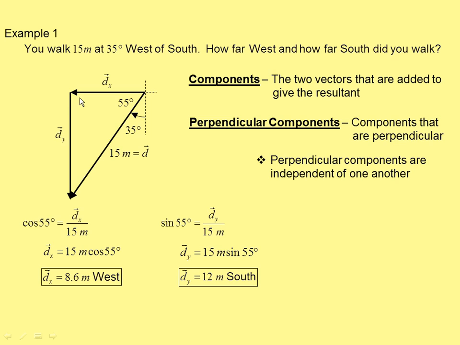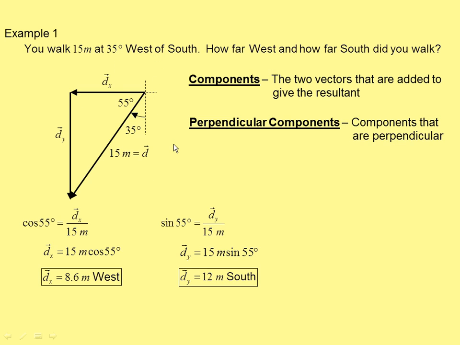Now, why are perpendicular components important? Why do we look for perpendicular components in general? Well, consider this diagram here. Okay. If I walk 15 meters at 35 degrees west of south, I end up down here. But let's say if I walk west. If I walk west, how much do I change where I am north and south, perpendicular to west?